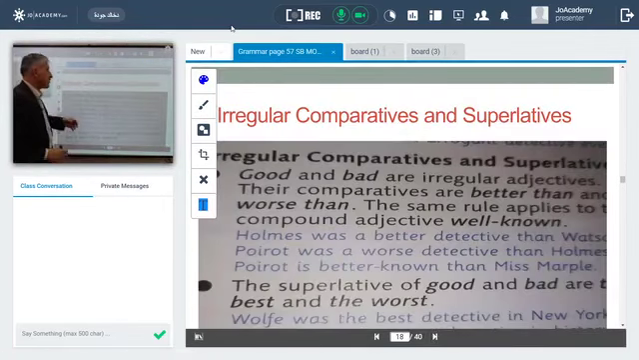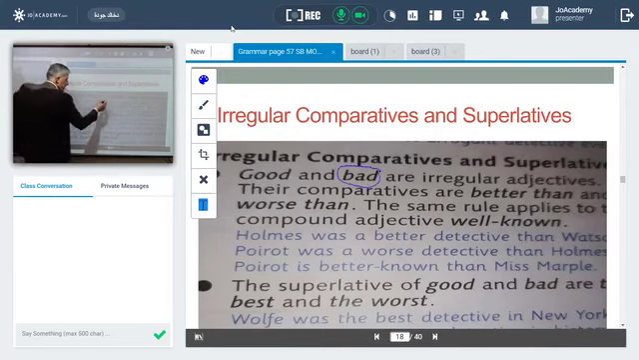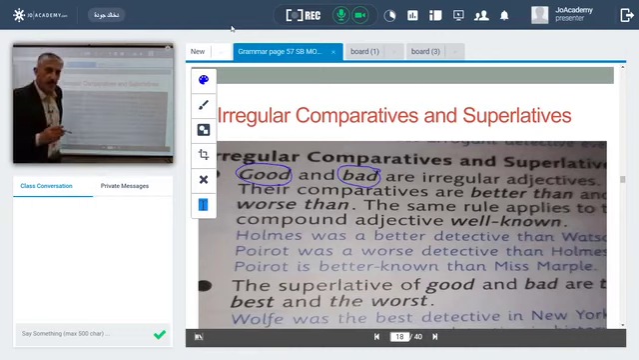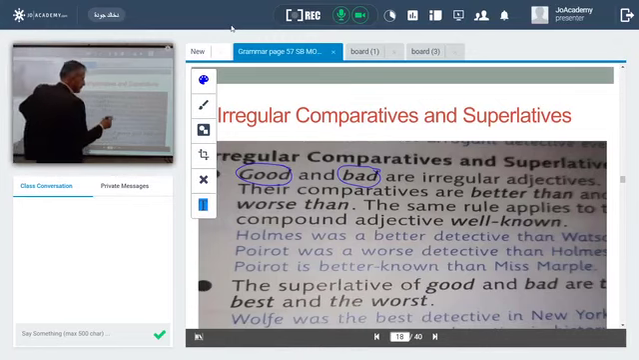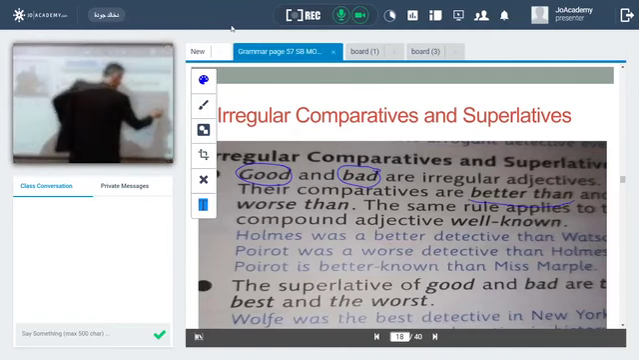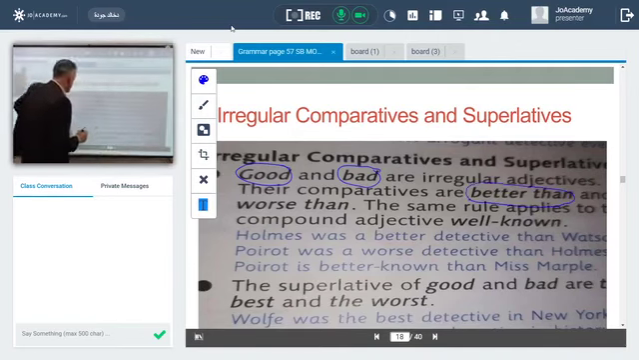We have irregular comparatives and superlatives. As I mentioned before, good and bad are irregular. We talked about that. We said good becomes better, and bad becomes worse. So good and bad are irregular adjectives. Their comparatives are better than and worse than.